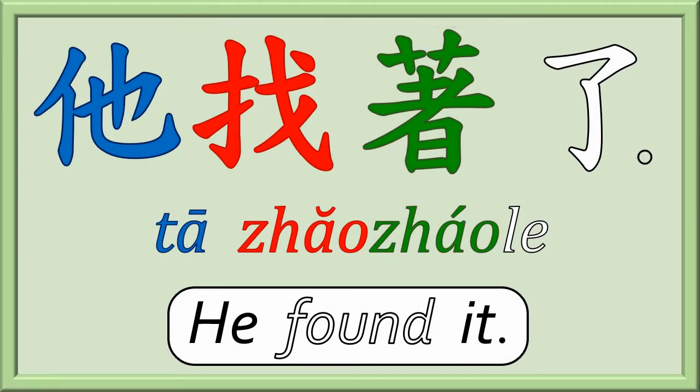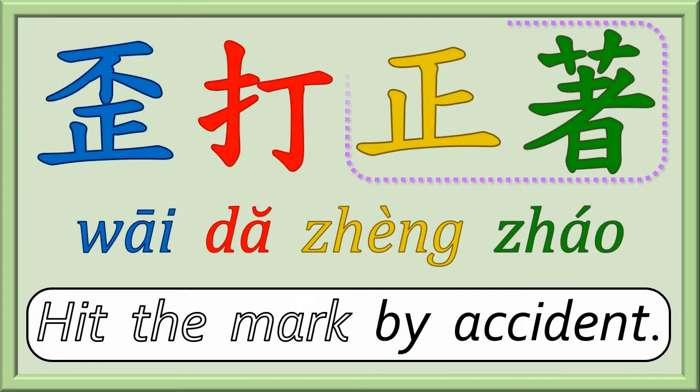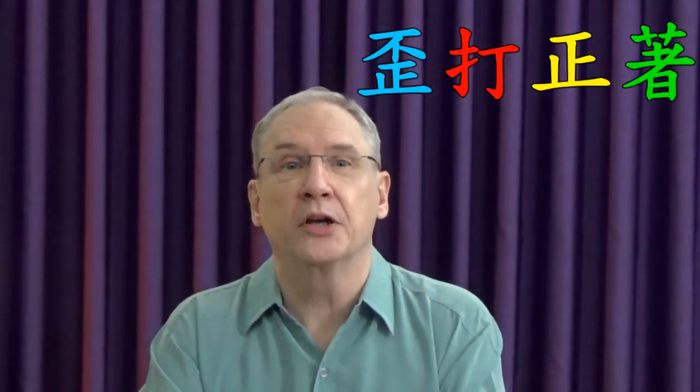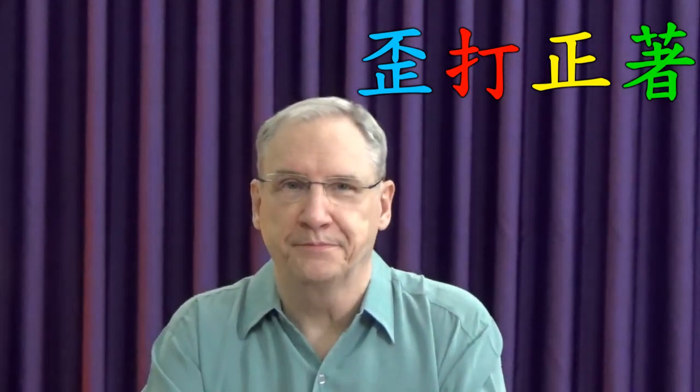他找着了. Literally, he searched for and found it. 歪打正着. Literally, shooting crooked but hitting the bullseye. This can apply to many situations where an ultimate objective is gained, although indirectly and unintentionally at the time.